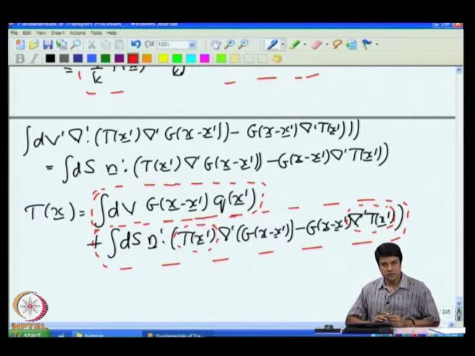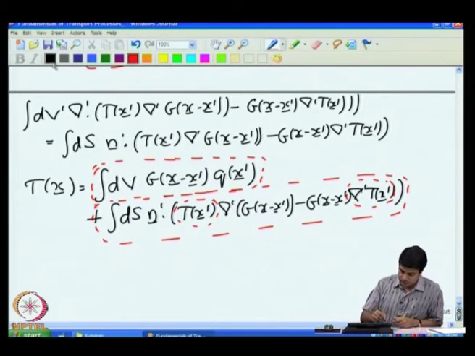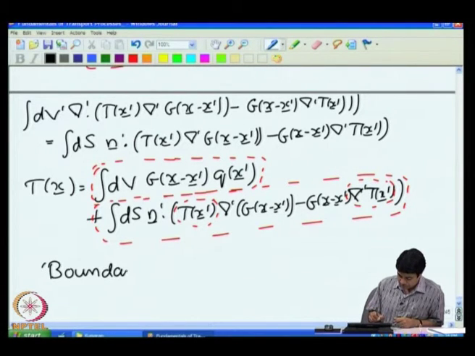So, in the case where there are no sources or sinks within the volume, if the temperature field satisfies the Laplace equation and I know the temperature field on the surface, then I know the temperature field automatically everywhere within the domain. So, this principle basically forms the basis of what is called the boundary integral technique.